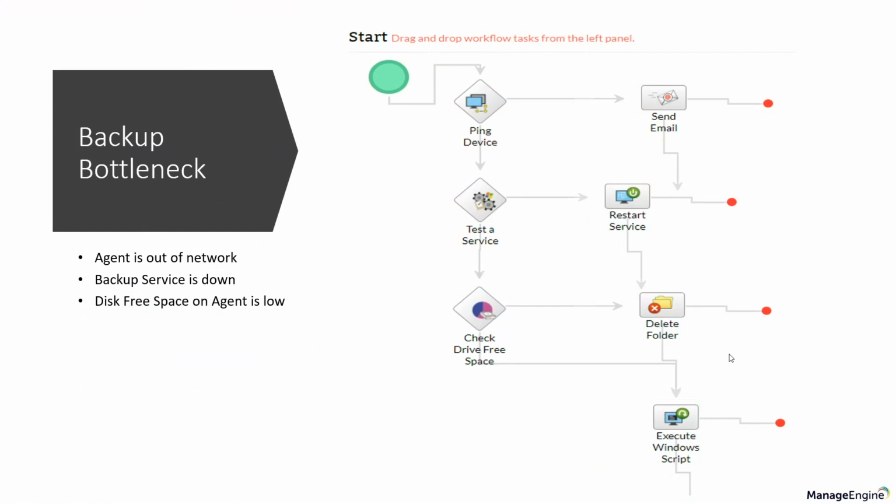So all these backup agents will be executed only if all the three conditions are met. The device should be up in the network, the service should be up, and the free disk space is greater than 5 GB. So if this has to be done successfully on all the backup agents that you have, then you have to think of workflow automation.